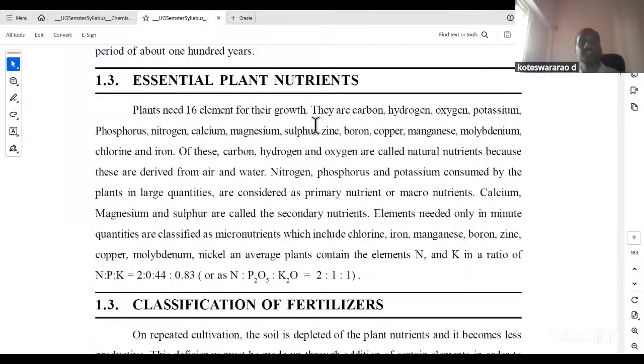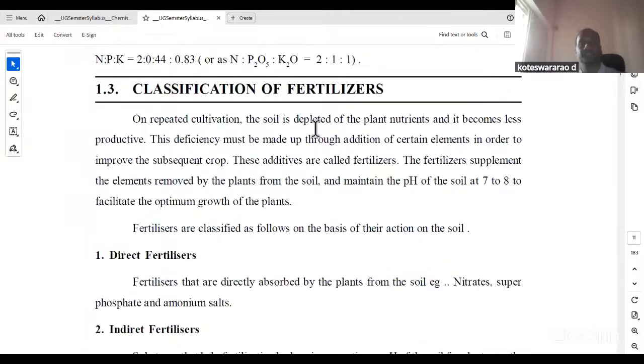Okay. Next, classification of fertilizers and repeated cultivations. Every year, in some areas we can take two crops, in some areas we can take three crops, and based on water availability, we can take one crop. That depends on the geographical advantages. Suppose the farm field has undergone repeated cultivation, the soil is depleted.